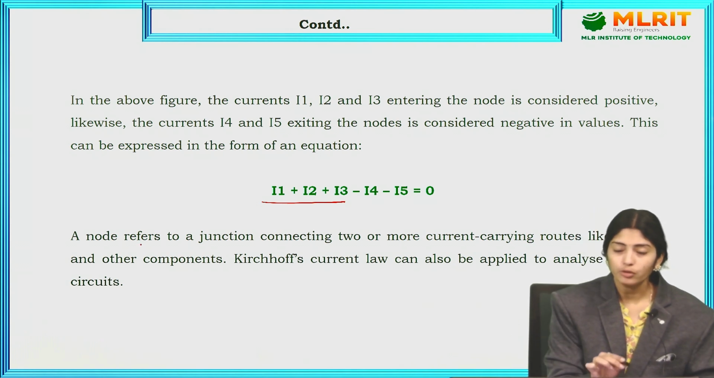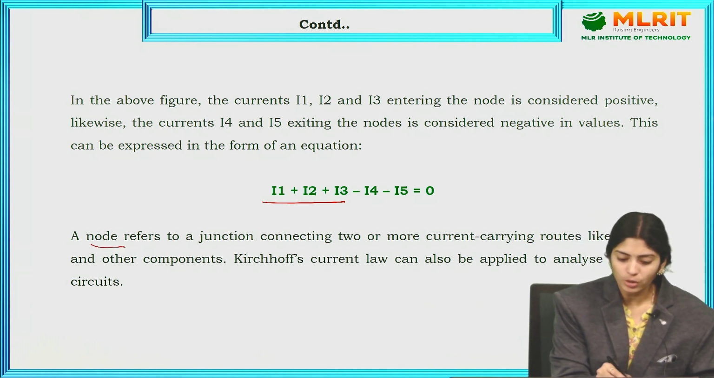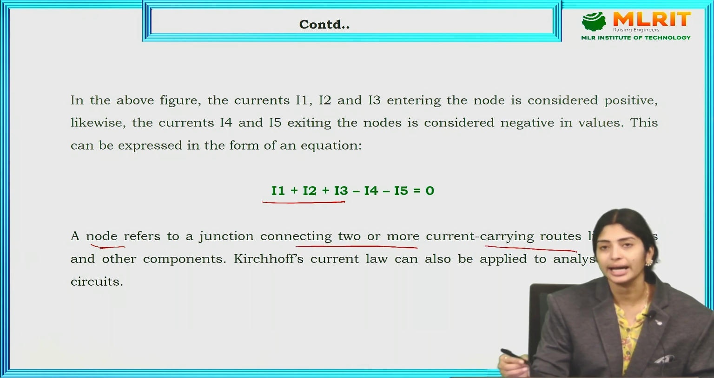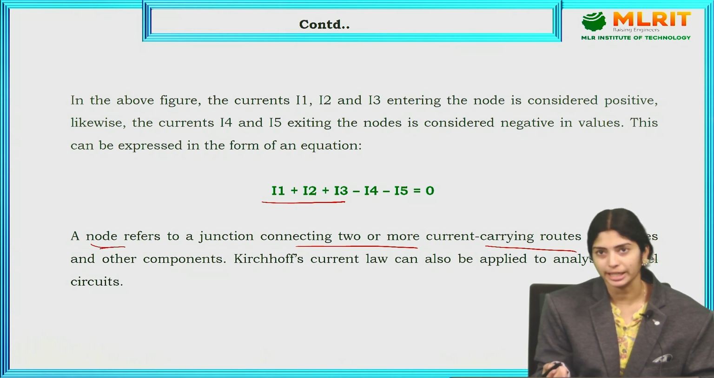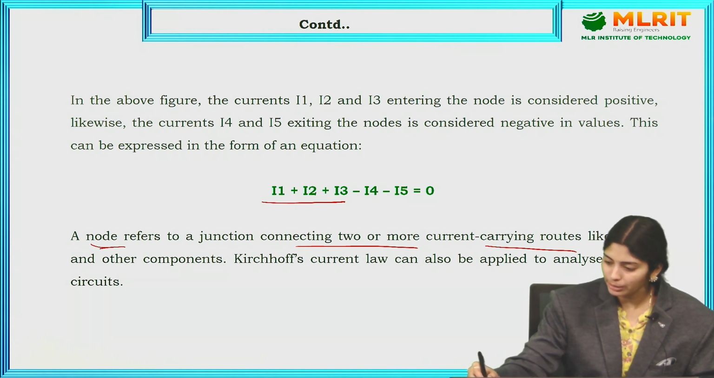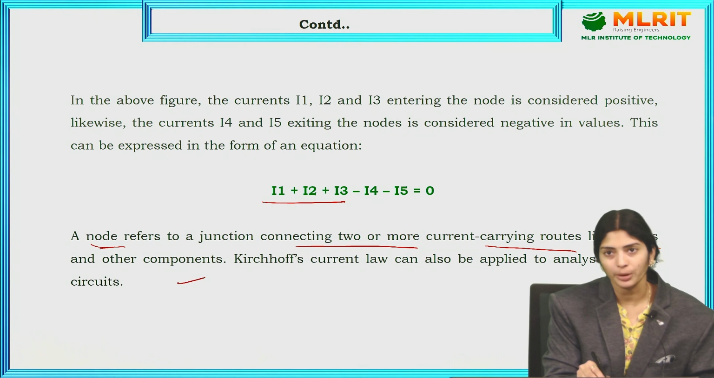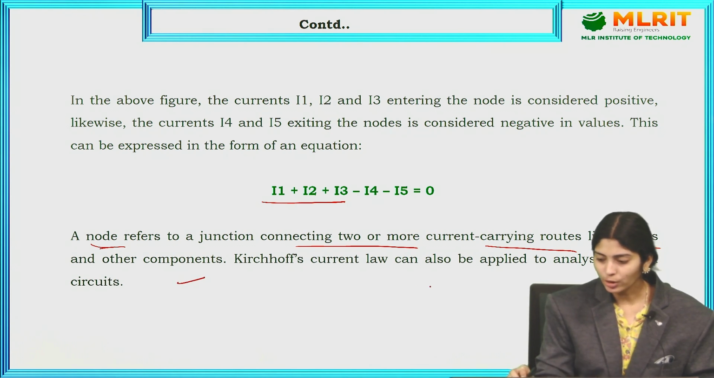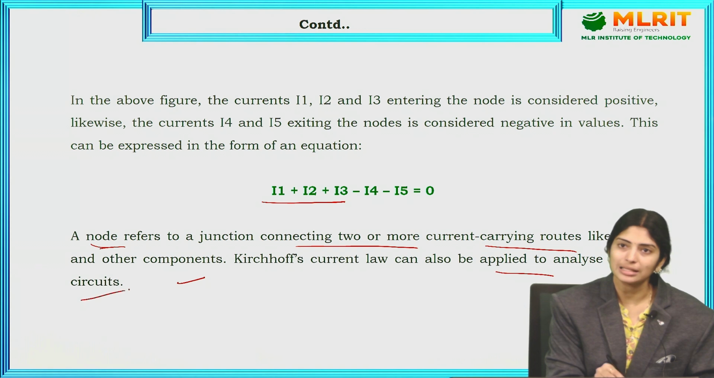As I told you before, what is a node? A node refers to a junction which connects two or more current carrying routes. It should provide a path for the flow of current. It may be a conductor or a cable or any other component, but flow of current should take place. Kirchhoff's current law can also be applied to analyze parallel circuits.